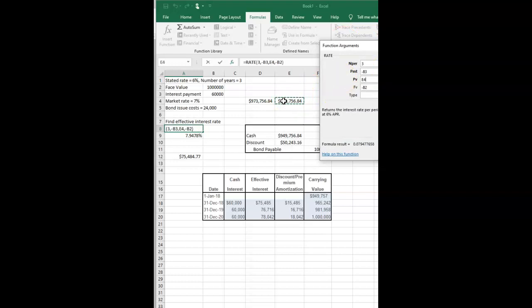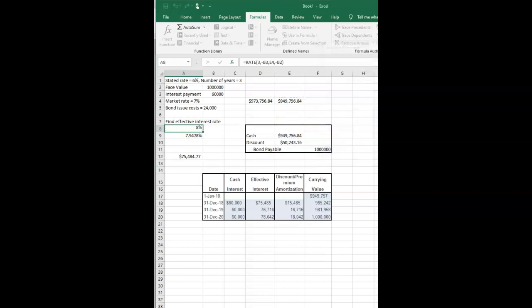And the reason I do that is that the amount coming in at the beginning of the term is that 949 number. The amounts coming out are the interest payments and the payment at the end of the term. And it's a type 0 or leave blank. And I'm going to click OK. And I can already see my number here is a very long number after 0.07. So Excel rounds it out to 8%.